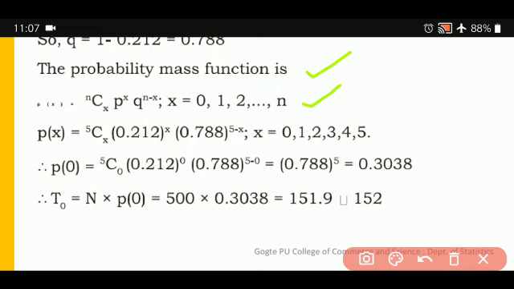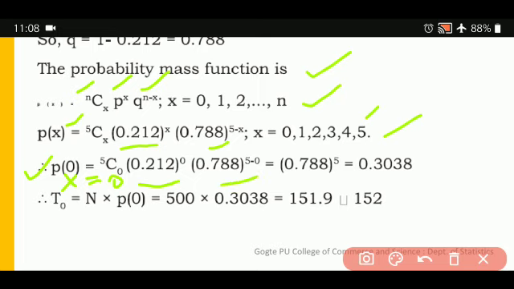Then you are going to substitute the value of n, which is 5, the value of P, 0.212, and the value of Q, 0.788 to the power of 5 minus x, where x takes the value minimum 0, maximum 5. Before you apply the recurrence relation, the first and foremost thing is you are going to find the probability term where x is equal to 0. Wherever x is there, you are going to put it as 0. So this becomes 5C0, 0.212 to the power of 0, 0.788 to the power of 5 minus 0.